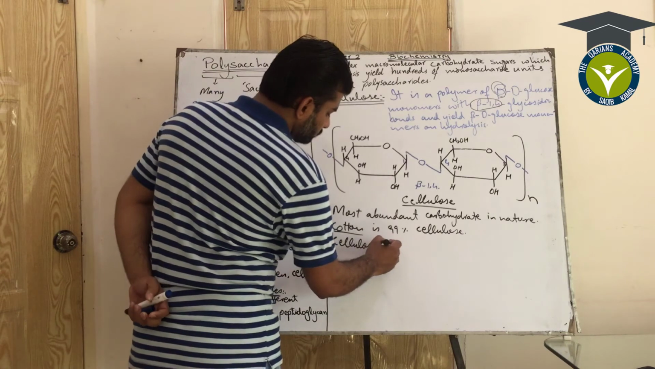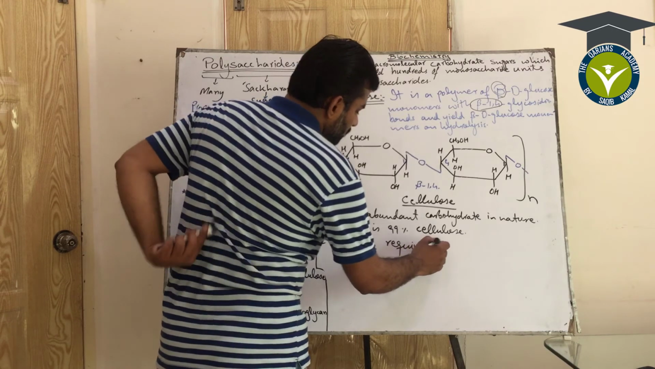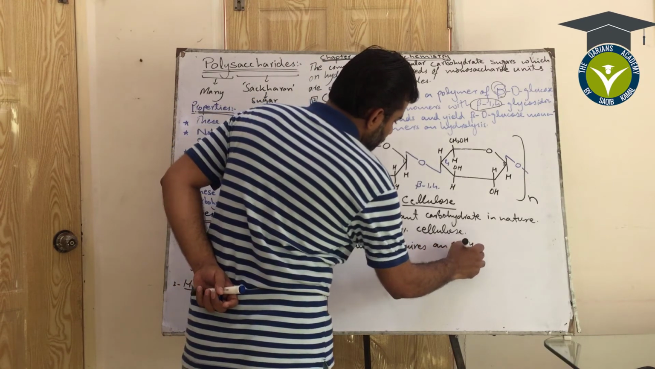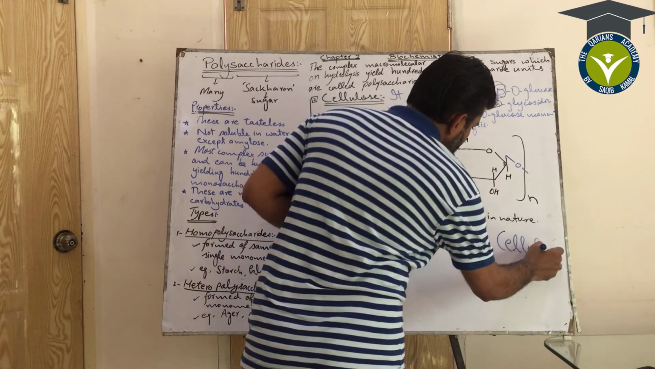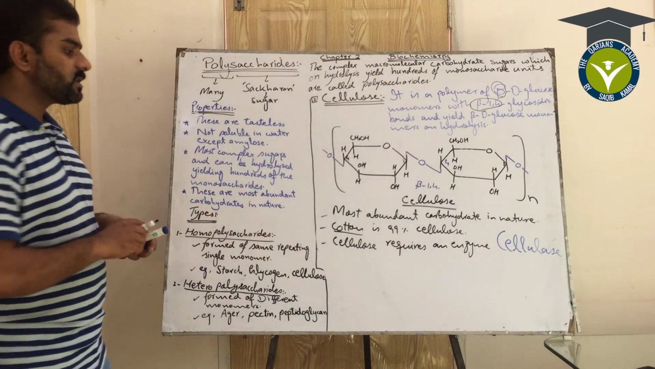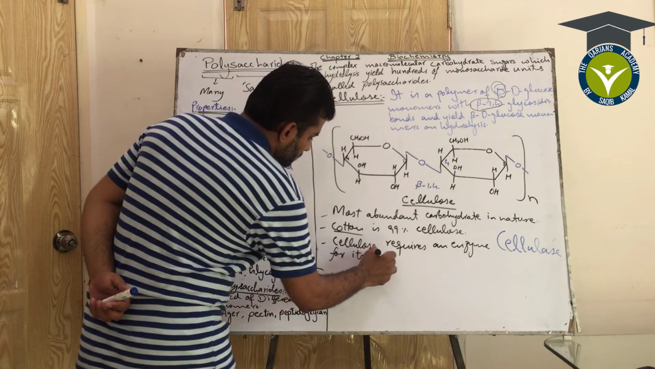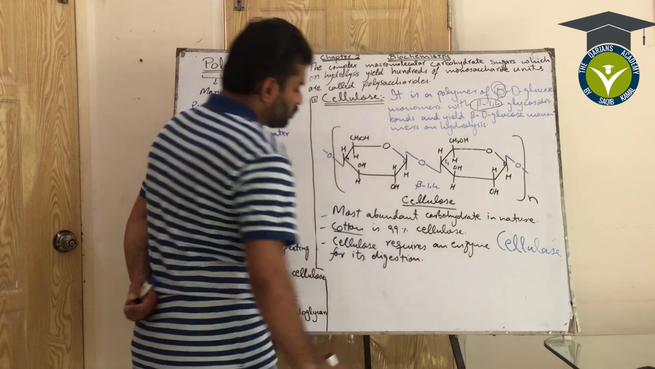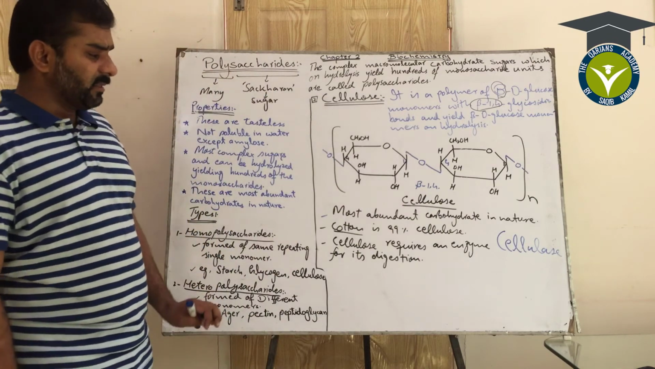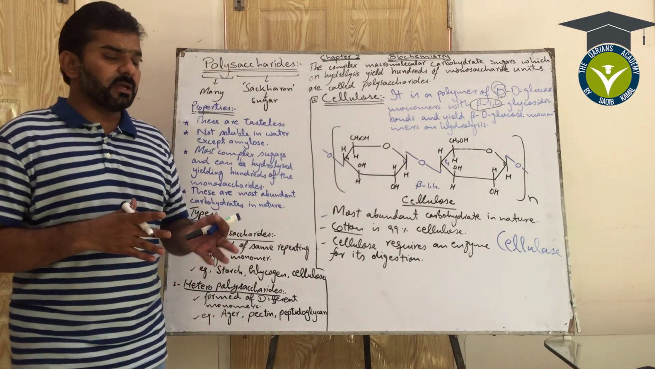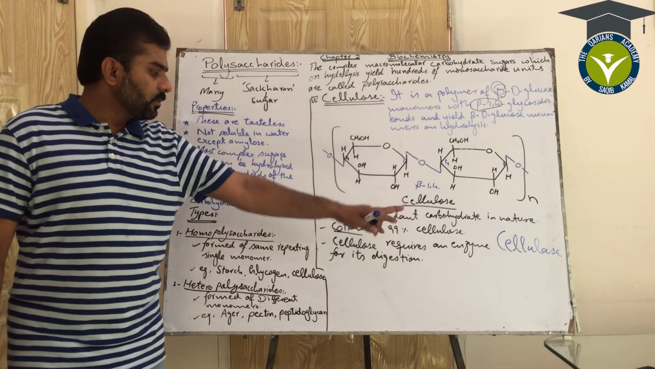Cellulose requires an enzyme, cellulase, for its digestion. So cellulose requires the enzyme called cellulase for its digestion, and the animals which have cellulase can digest the cellulose, and the animals which do not have the cellulase enzyme will not digest it.